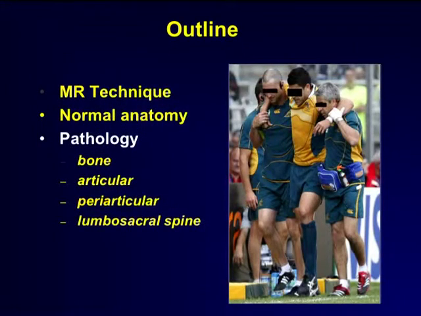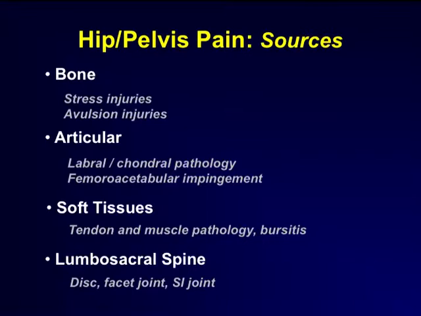Now let's talk about pathology. There are a lot of sources of pain. So we're going to talk primarily about stress injuries, a little bit about avulsions when we talk about tendons. We're going to look at labral and chondral pathology, some tendon, primarily avulsion injuries, and then finally, things that can refer pain to the hip from the lumbosacral spine.